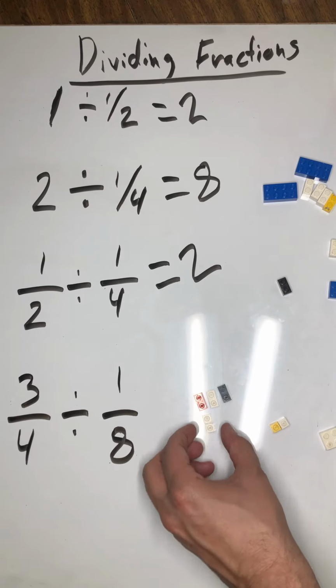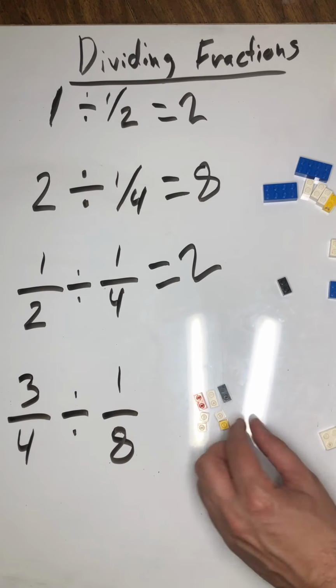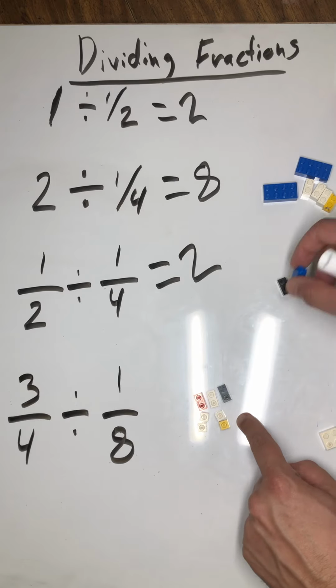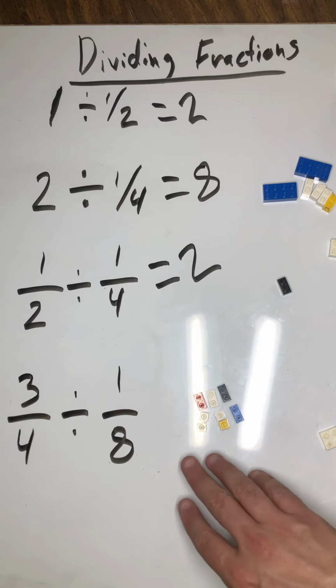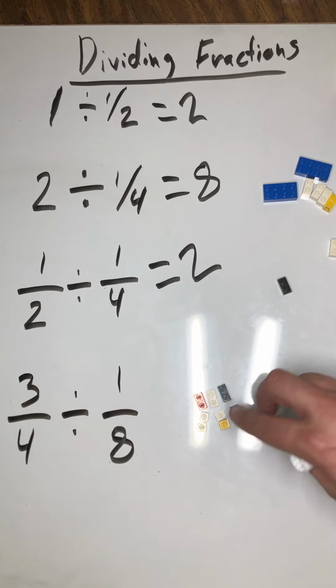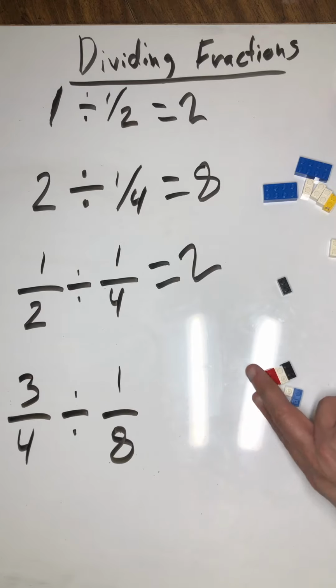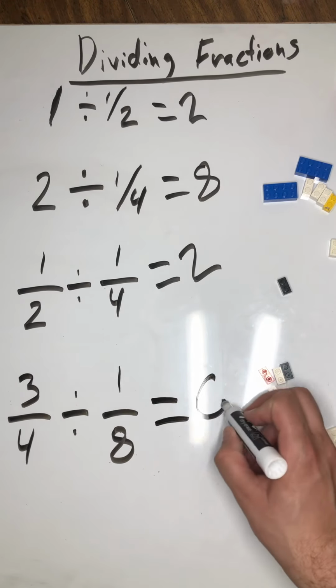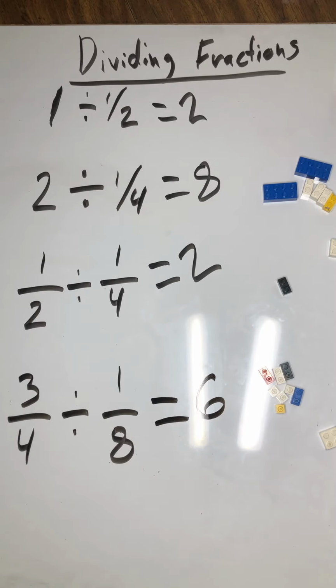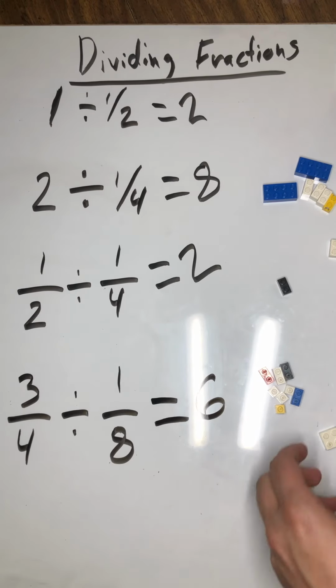But essentially, it would be 1, 2, 3, 4, another 5, 6. We'll pretend this is 2 more of them. It would be 6 of these to get our 3/4. So 3/4 divided by 1/8 would be equal to 6. And that's how we can show dividing fractions with manipulatives.